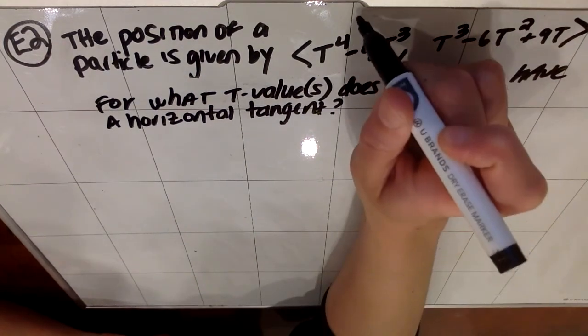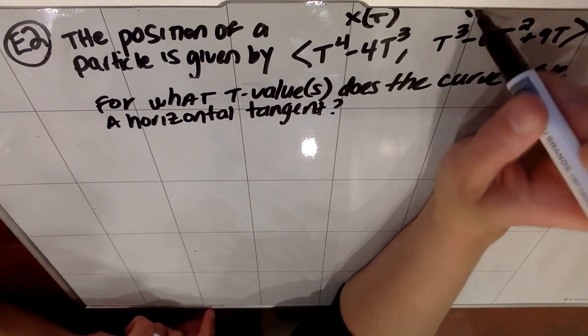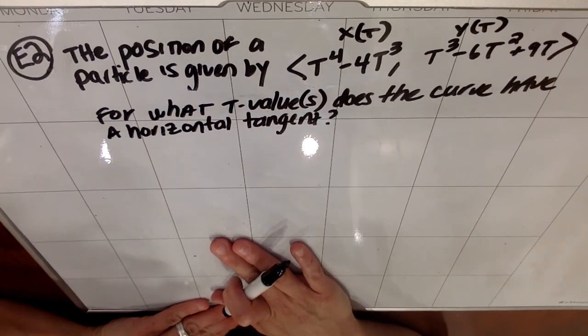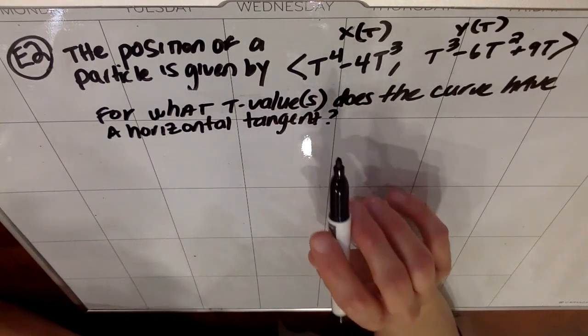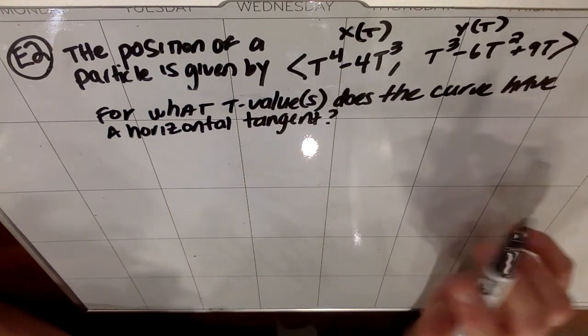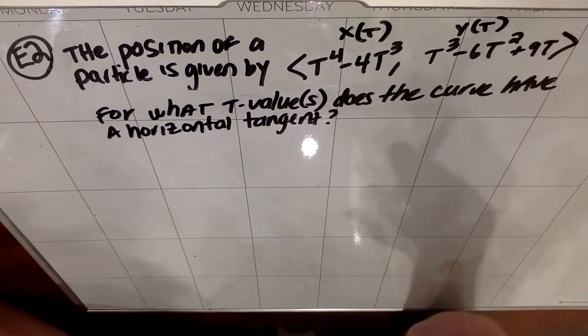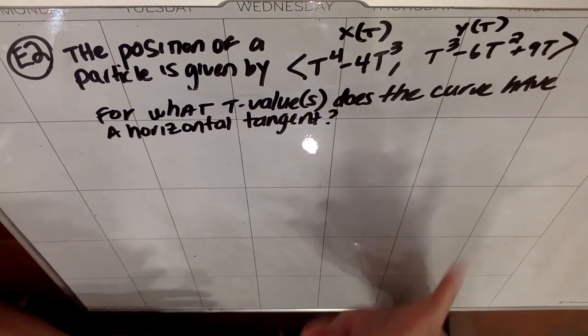So this first coordinate represents the x of t, right? And the second coordinate represents your y of t. So we still are given x of t and y of t, we're just given them in a slightly different format, right? So we have x of t equals t to the fourth minus 4t cubed, and y of t is t cubed minus 6t squared plus 9t. All right, so that's the first mental leap we have to make, right, is the different notation.